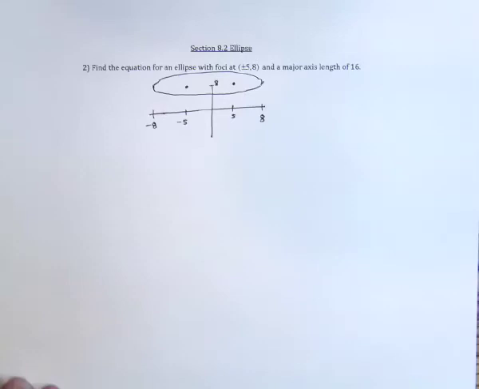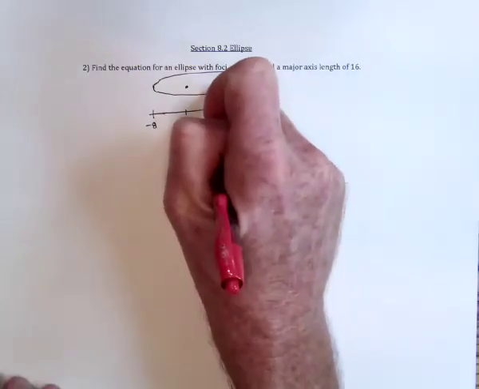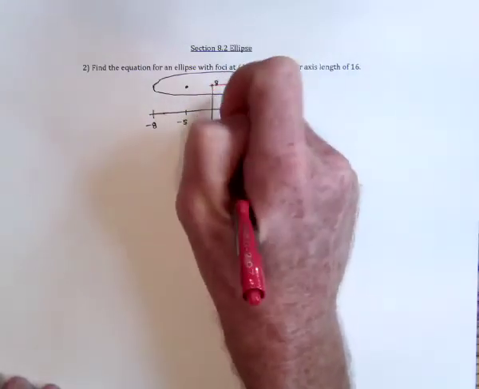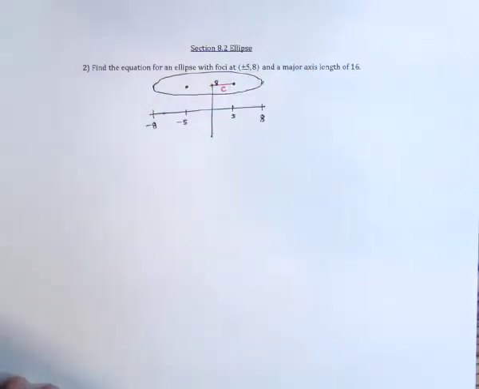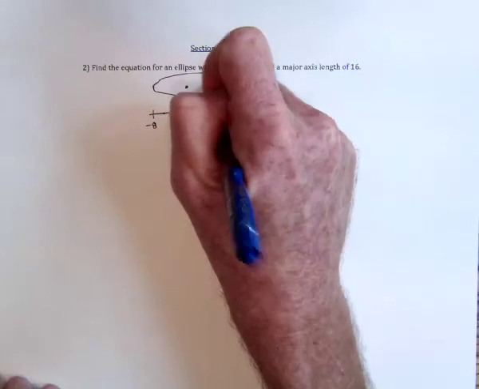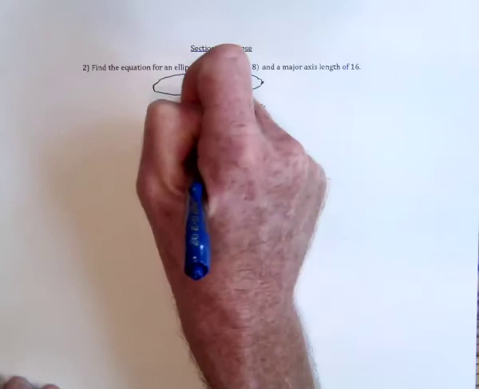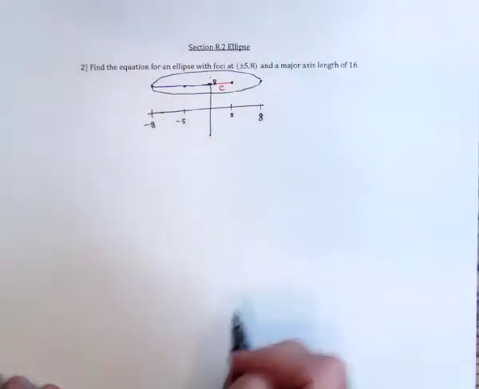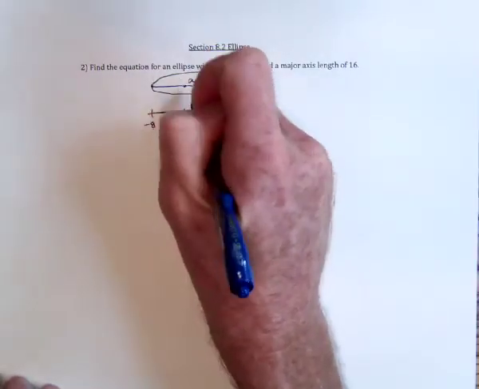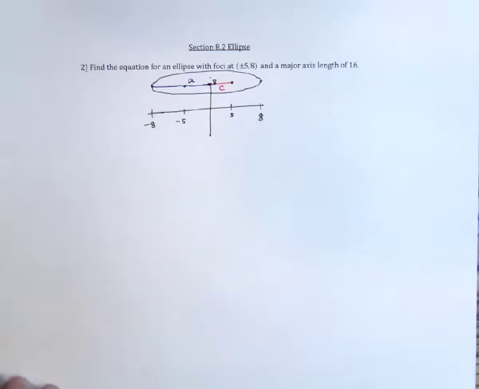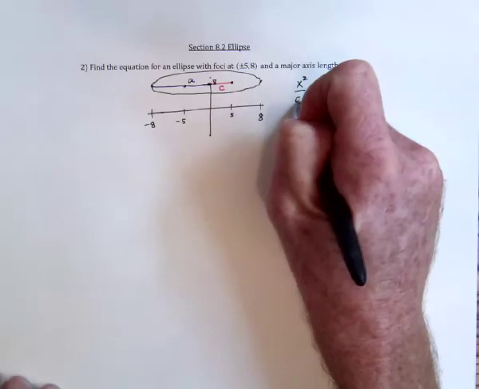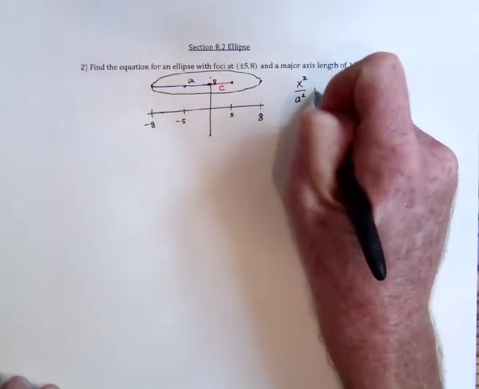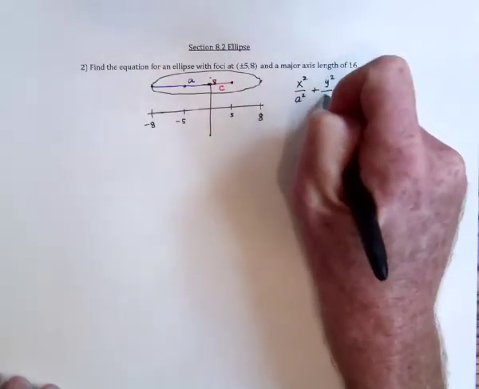So we have this distance from the center to a focus point. That's the distance C. And we've got this distance from the center out to the end point is 8. So I'll measure it this way. The distance out this way is 8, and that's called A. And the general form for an ellipse looks like this.